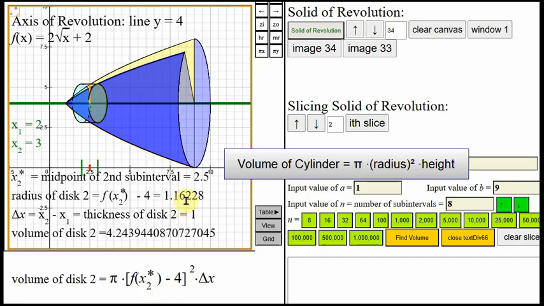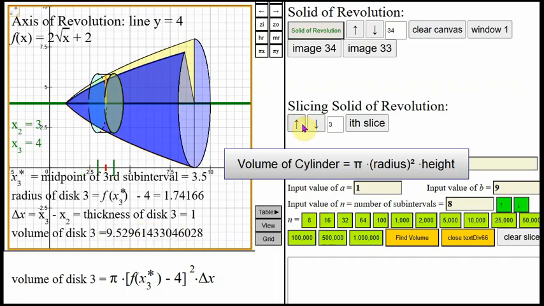And then the volume for disk number 2 or cylinder number 2 will be pi times the radius, which is 1.16228 squared, times the height of the cylinder or the thickness of the cylinder, which is 1. And that will give us 4.243944.